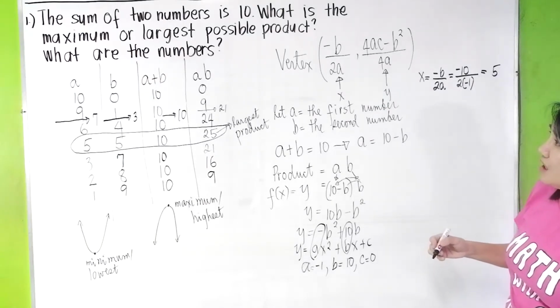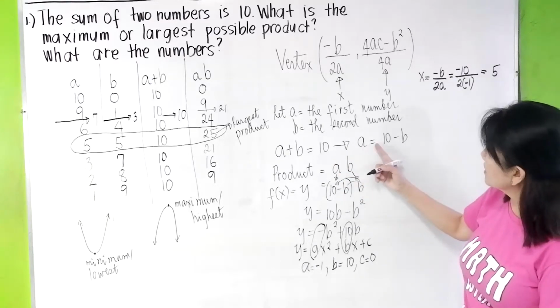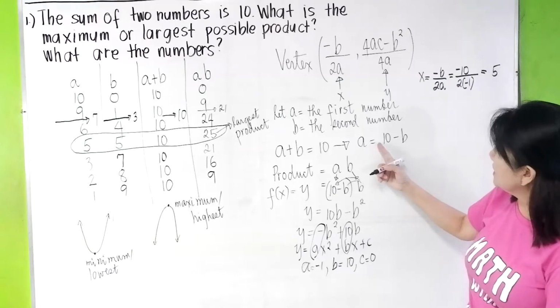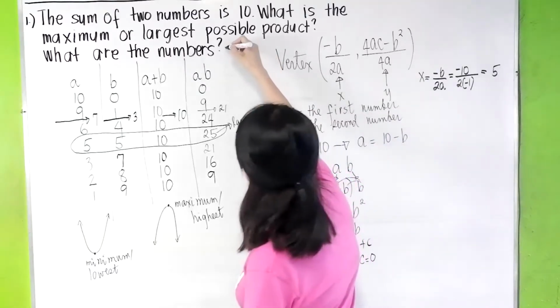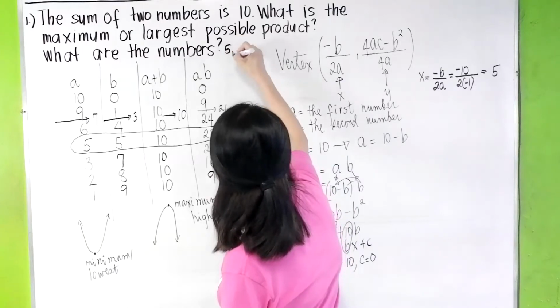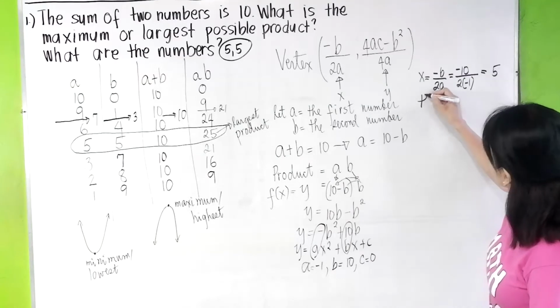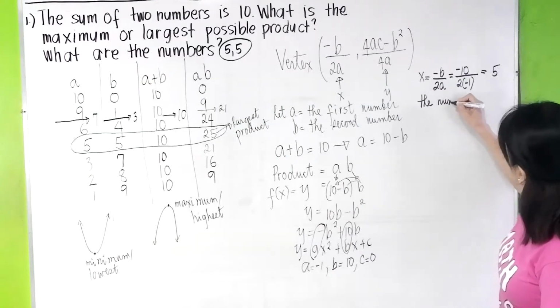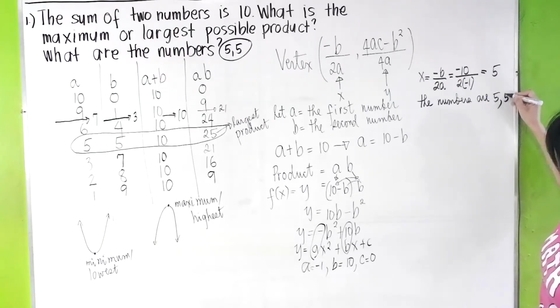So the numbers are 5. If one number is 5, the other number must be 10 minus 5. So we have here, the numbers are 5 and 5. And let's write here, the numbers are 5 and 5.